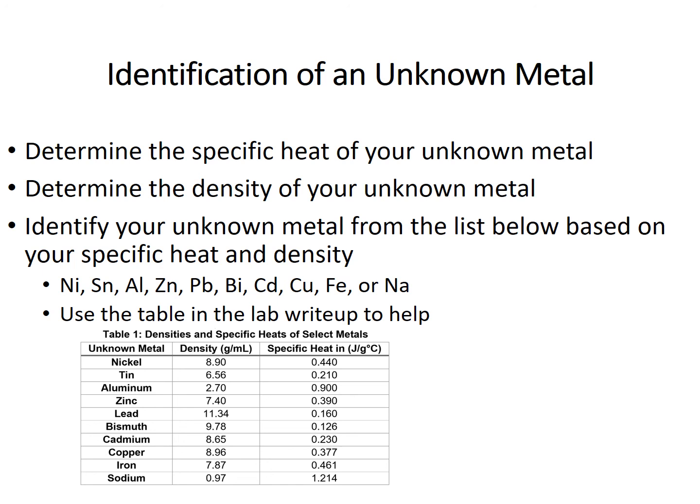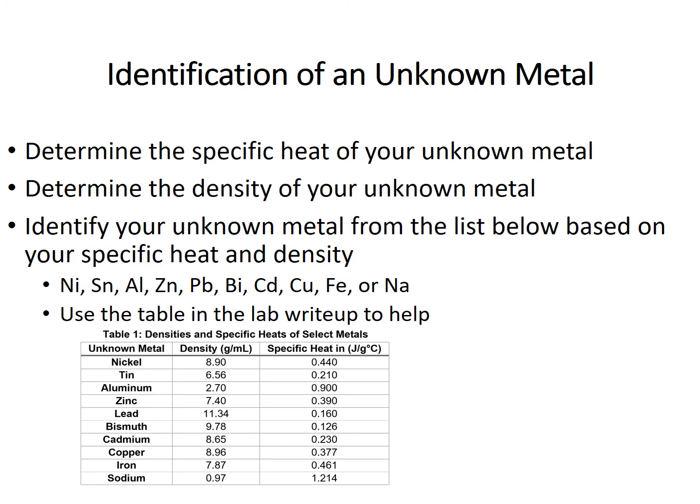This is that same list you saw before. This is in your packet, so you can use that table in the lab write-up to help. You really need to compare your answers to what I've called the literature values. These are the literature values, right? They're the values that are known for a particular substance. So you're going to need to compare and contrast that to make sure, you'd list how many things had similar densities and how many things had similar specific heats, and it should probably only overlap with one material, and that material is the one that you would then pick for your unknown. And so you need to kind of justify that as best you can.